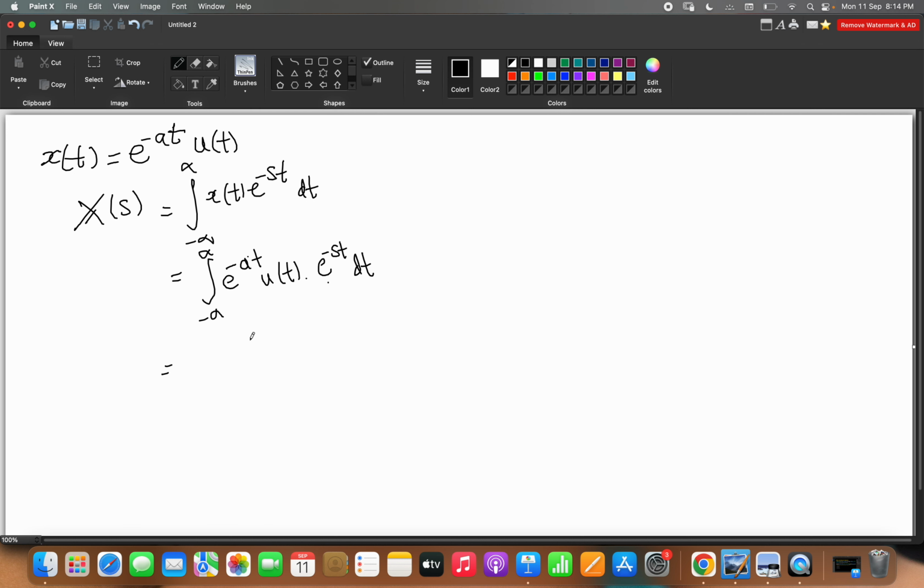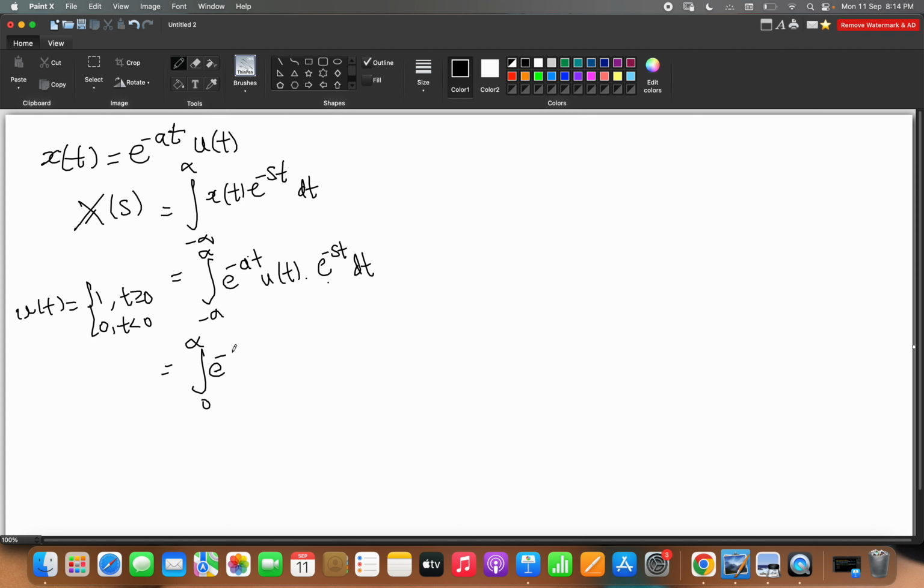So you know u of t equal to 1 for t greater than or equal to 0, and 0 if t is lesser than 0. So I can change the limit as 0 to infinity because this is the useful limit, for which u of t takes the value equal to 1. For the range minus infinity to 0, the value of u of t equals 0, so I am just leaving that limit because that results in nothing but 0.